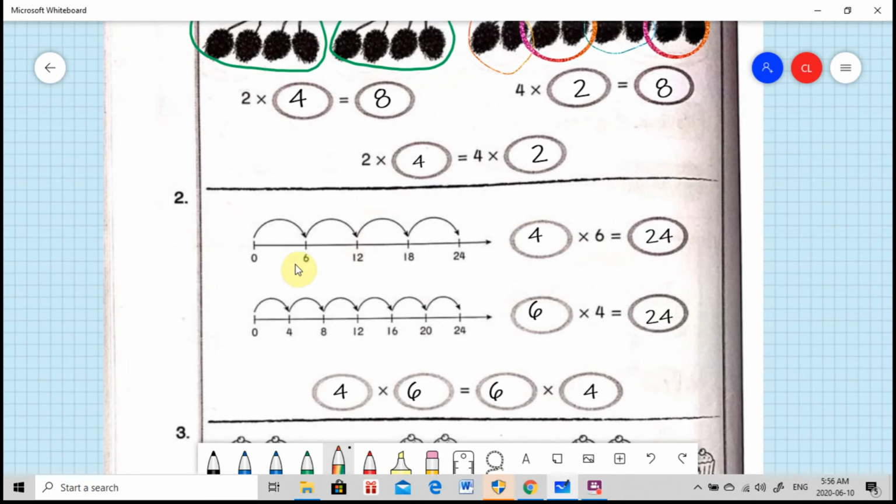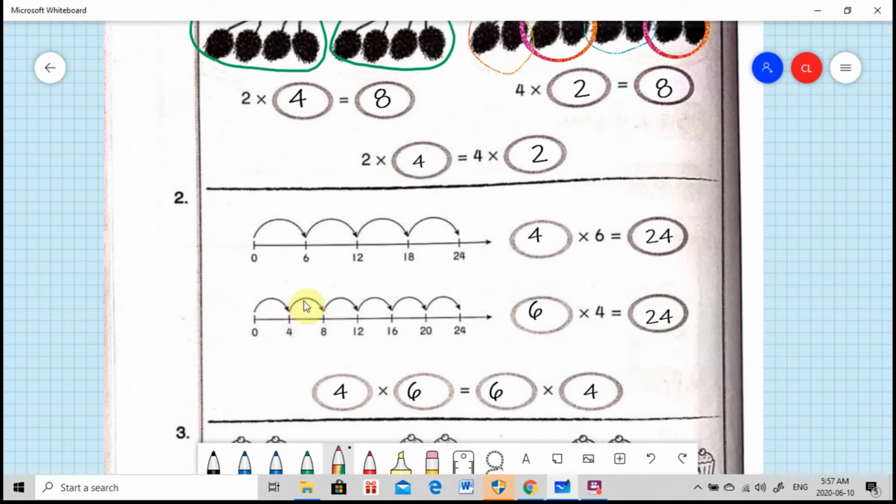Now let's do this one. You can see that this is using a number line to do multiplication, but you can also see this as groups of 6. We have one group of 6, two groups of 6, three groups of 6, four groups of 6. So 4 sixes, 4 times 6 equals 24.